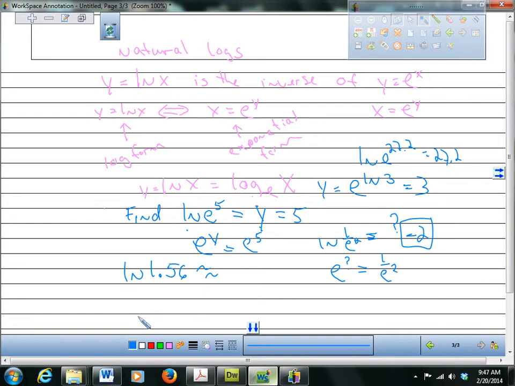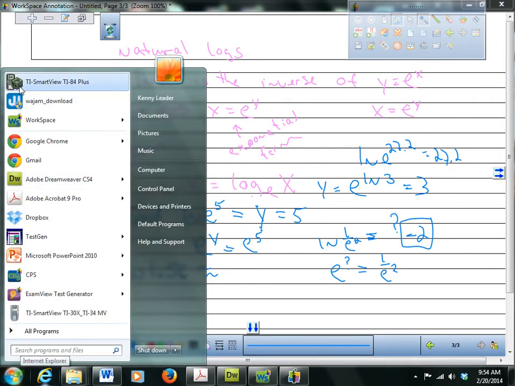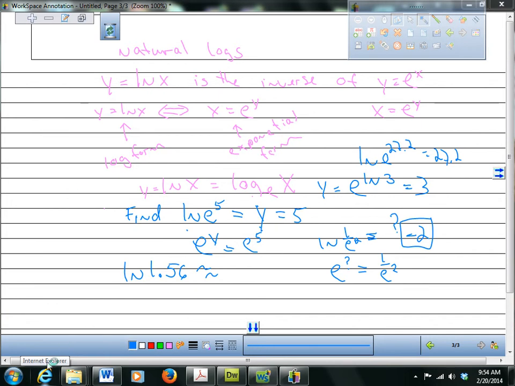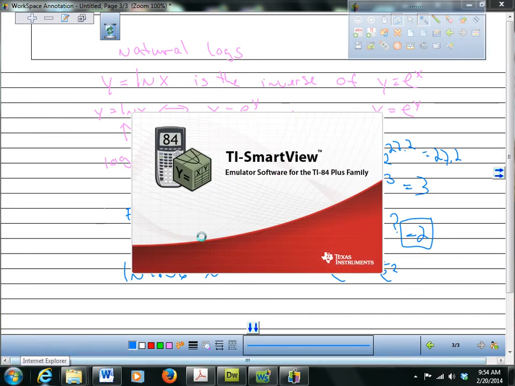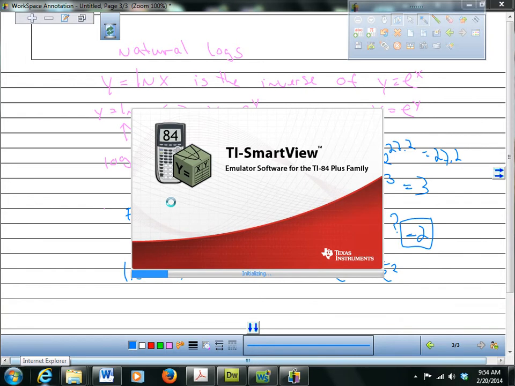Are you doing that on your phone, Jess? Oh, you don't have that app? So all you have to do is take your calculator, okay, and plug it in, right? Yeah. So natural log.